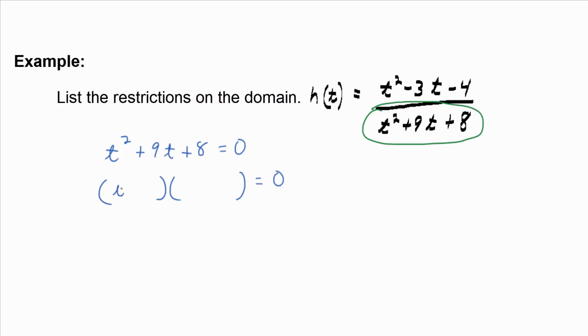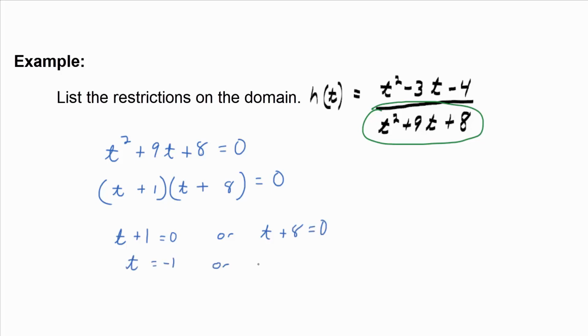It's already set equal to 0, so what are you going to do? Reverse FOIL. So you get t here, t here. Two numbers whose product is 8 and whose sum is 9. 1 and 8, right? T plus 1, t plus 8. Set both factors equal to 0 and solve. You get t plus 1 is equal to 0, or t plus 8 is equal to 0. So what do you get?